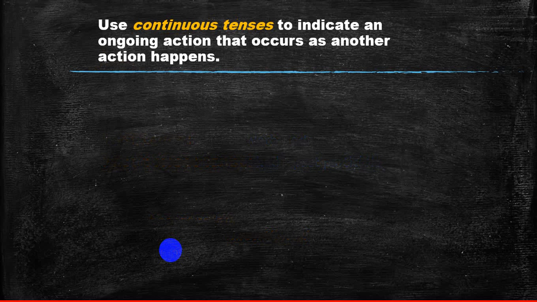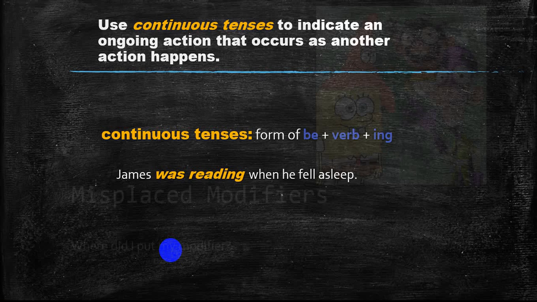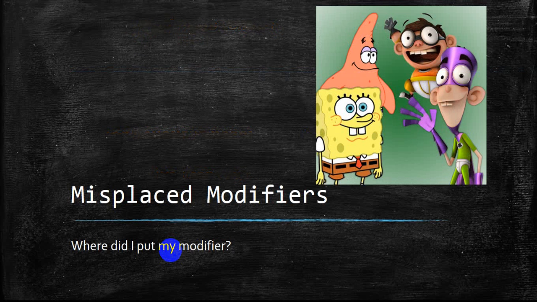Use the continuous tenses to indicate an ongoing action that occurs as another action happens. James was reading when he fell asleep. Okay, and here we're using an -ing ending for the verb. Was reading, it's continuing, it's still happening. Or it was still happening.